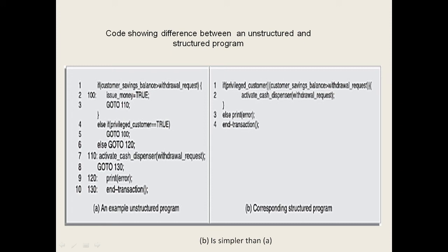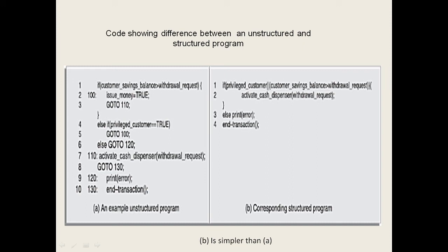So they are using an if statement, and within the if statement they are checking for a condition. If the savings account balance is greater than the withdrawal request, if the amount requested for the withdrawal is less than the current balance, so if the balance is greater than the withdrawal request, issue money equal to true, then issue the money.